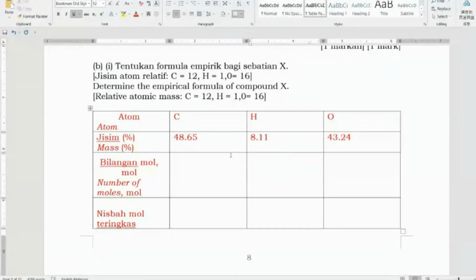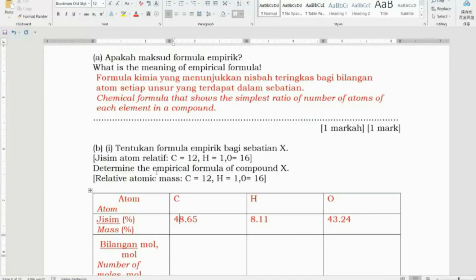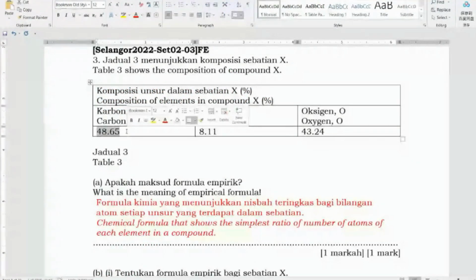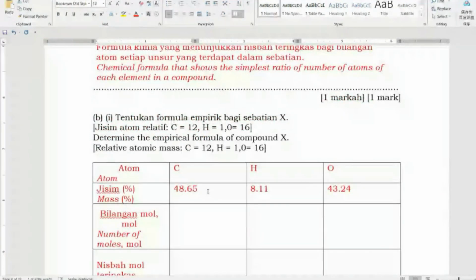So Jonathan, how to get the mass? Actually, just get from the percentage. So if here 48.65 percent, meaning that it has 48.65 gram. Is that okay, Jonathan?